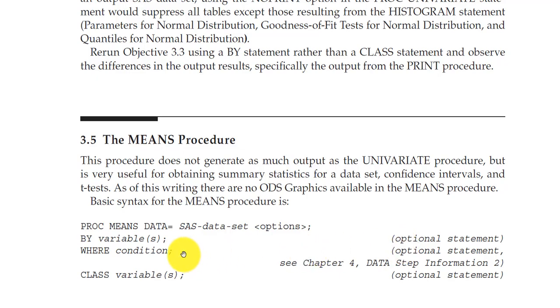Here I also list a where statement. We could also use a where statement on the univariate procedure. In fact, for any of these procedures, the where statement is an optional statement, and we can't really use it yet until we talk about information in Chapter 4 on data step 2. We can identify one or more class variables, and this has a similar effect as the by statement. The class statement does not require our data to be sorted, which is one of its advantages.